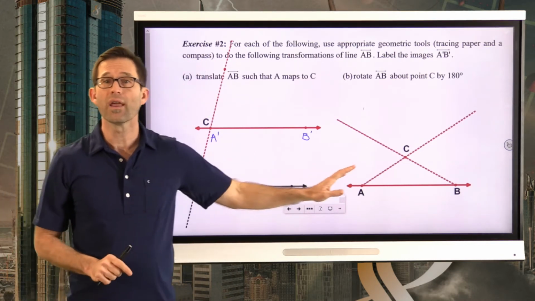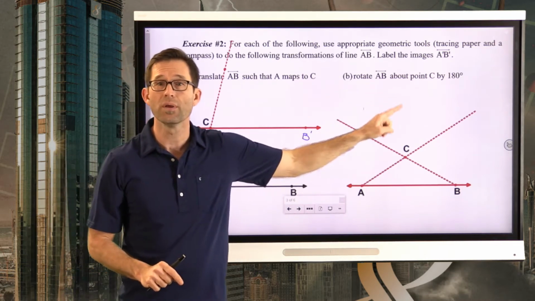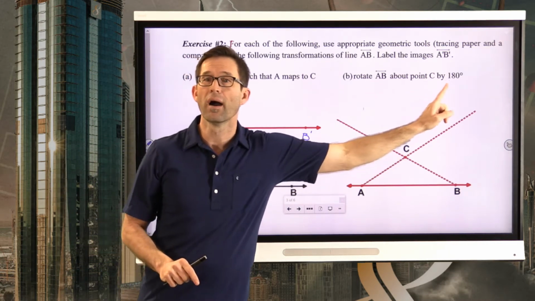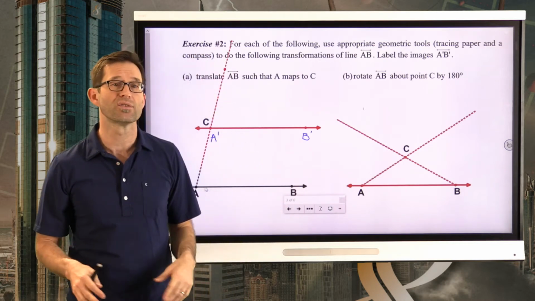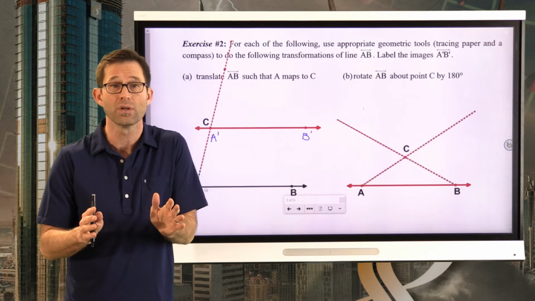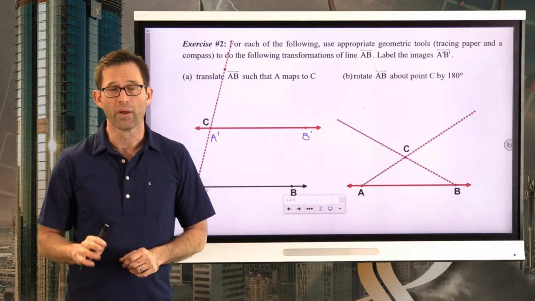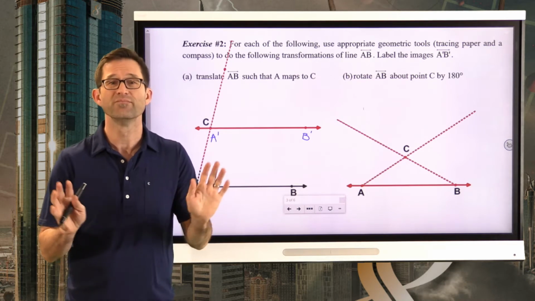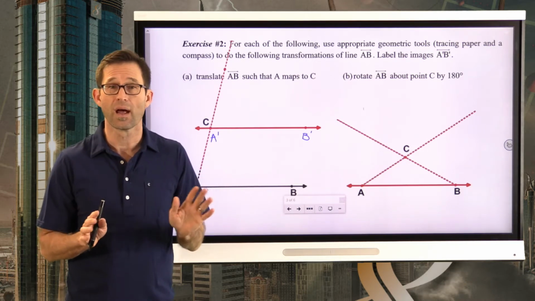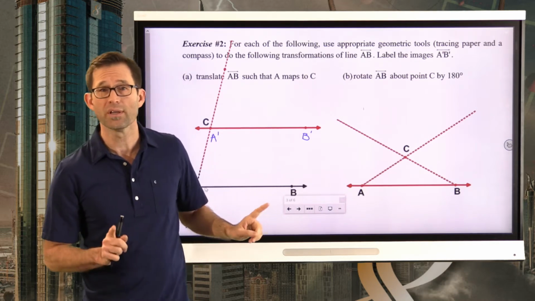All right. Now, a 180-degree rotation, that's what we're looking at in letter B. It says rotate line AB about point C by 180 degrees. And remember, we don't really have to say clockwise or counterclockwise because, quite frankly, with a 180-degree rotation and none others, it really doesn't matter. Actually, it wouldn't matter with a 360-degree rotation either, but whatever. With a 180, it does not matter. Now, you can do that with a compass, but you can also do it very easily with tracing paper.